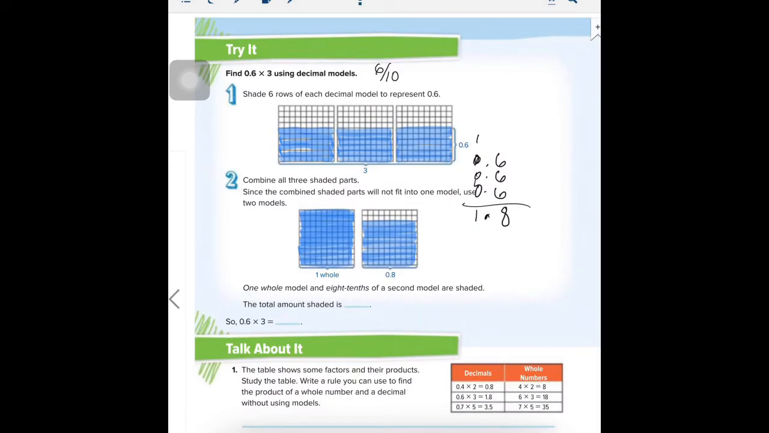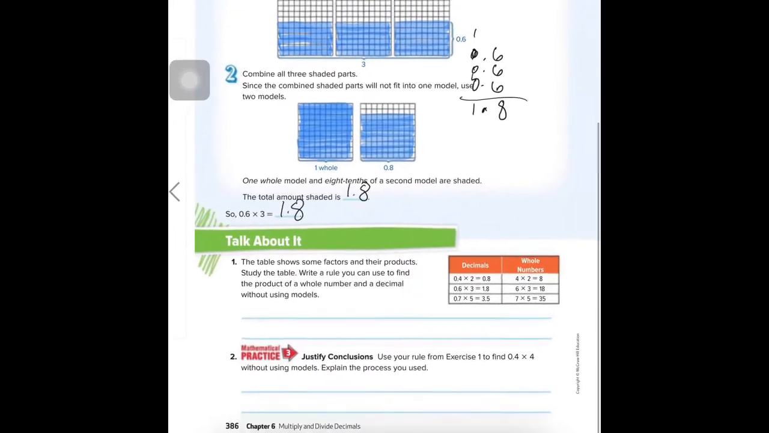There's 8 out of 10. So one whole model and 8/10 of a second model are shaded. So our total is going to be 1.8. So 6/10 times 3 is 1.8.